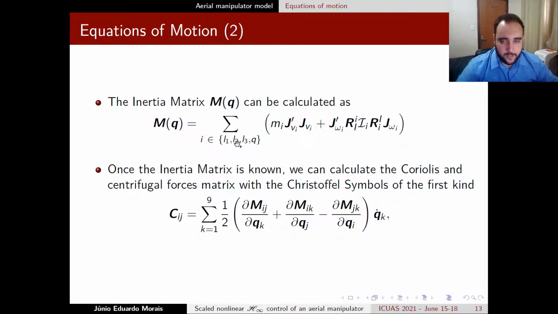The inertial matrix can then be calculated as the sum of the contributions from each of the bodies that compose the system by using the linear and angular velocity Jacobians, and using the mass of the system represented by m and the tensor of inertia represented by I. From the knowledge of the inertial matrix, we can then calculate the Coriolis matrix by using the Christoffel symbols of the first kind using the equation shown here.